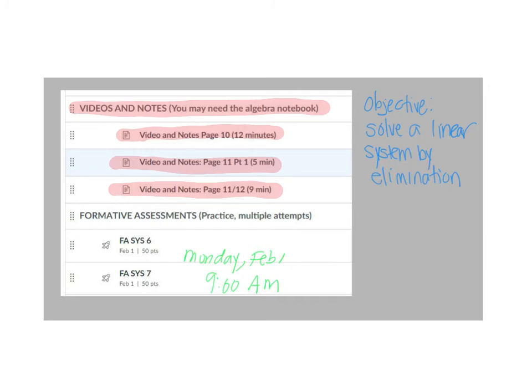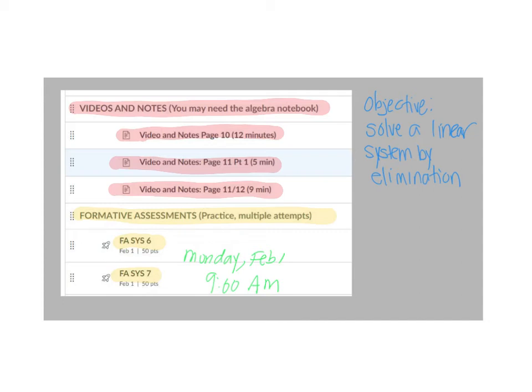And after you go through that, then the next thing is our formative assessments. Remember, these are where we practice. It's like homework, it's classwork, it's a time to really make sure that you understand the material. And there are 2 of those, formative assessment for systems number 6 and formative assessment for systems number 7. Notice that both of them are due Monday, February 1st at 9 a.m. Once again, assigned on a Monday, due on a Monday.